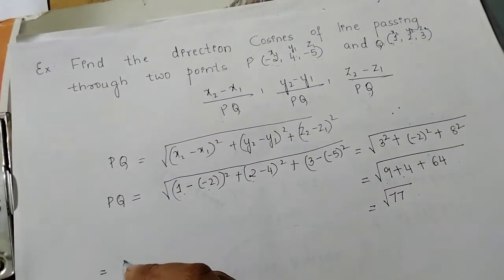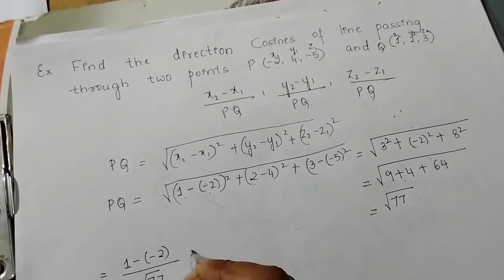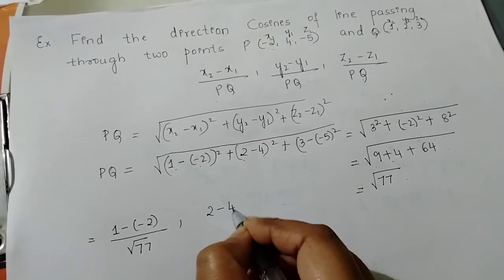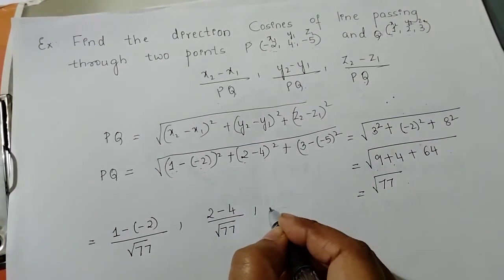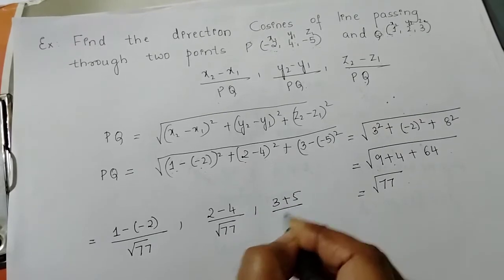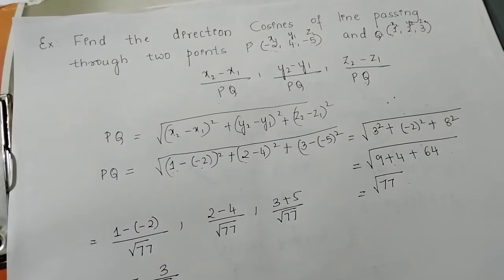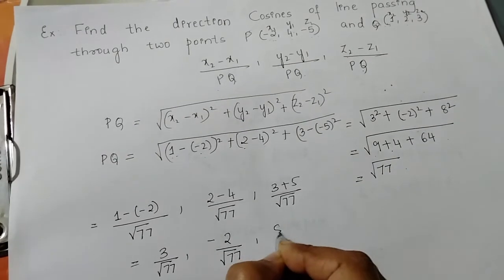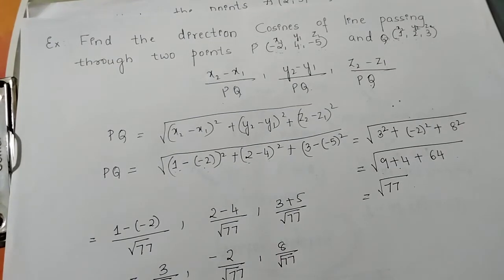x2 minus x1: 1 minus of minus 2, divided by root 77. Next, y2 minus y1: it is 2 minus 4 divided by root 77. Then z2 minus z1 will be equal to what? 3 plus 5 divided by root 77. So this is equal to 3 by root 77, minus 2 by root 77 and 8 divided by root 77. This is how you are going to find direction cosines of a line passing through 2 points.